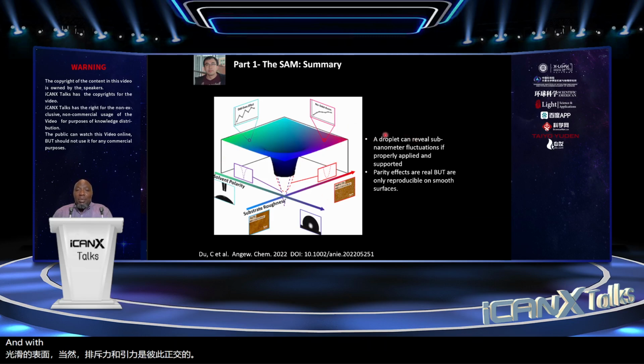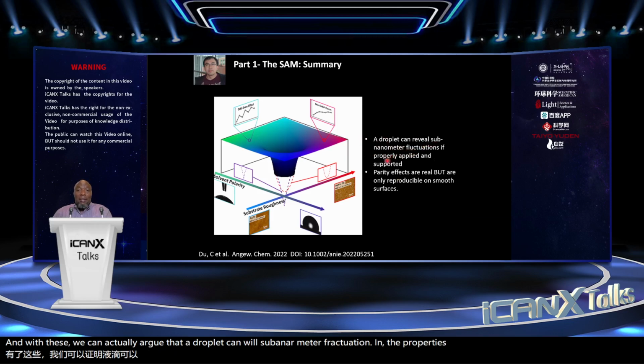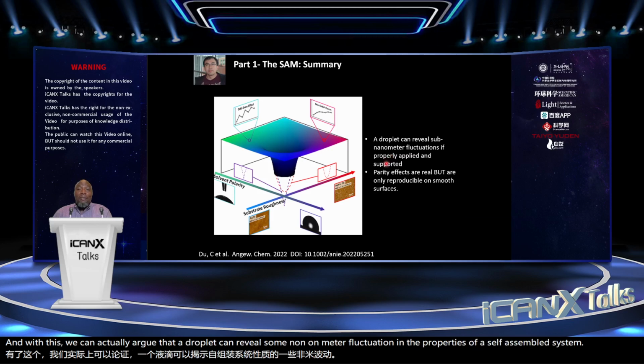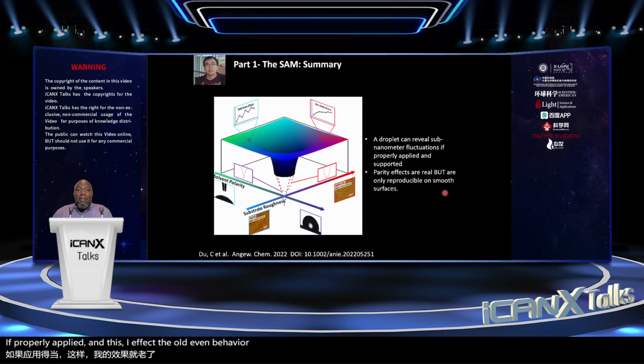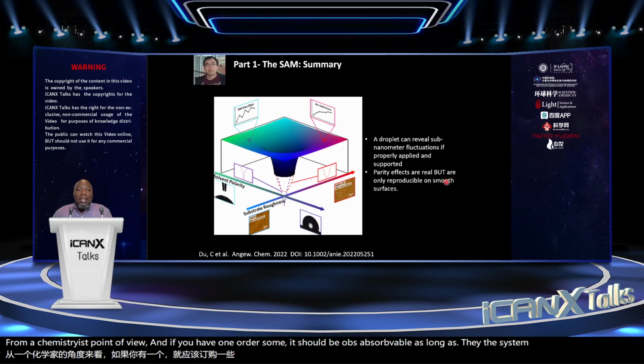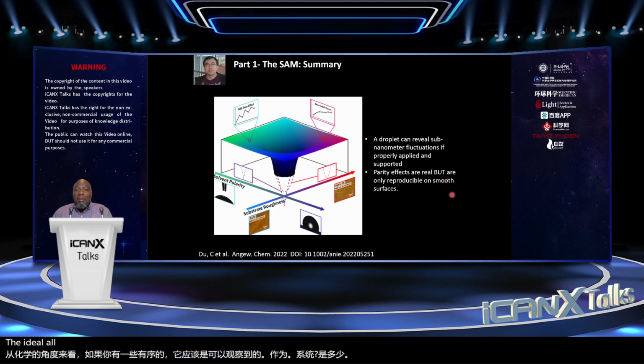And with this, we can actually argue that a droplet can reveal sub-nanometer fluctuation in the properties of a self-assembled system if properly applied. And this parity effect, the odd and even behavior, is not a fluke. It's expected from a scientific point of view, from a chemistry point of view. And if you have well-ordered SAMs, it should be observable as long as the system is near ideal or the SAMs are allowed to organize very well.